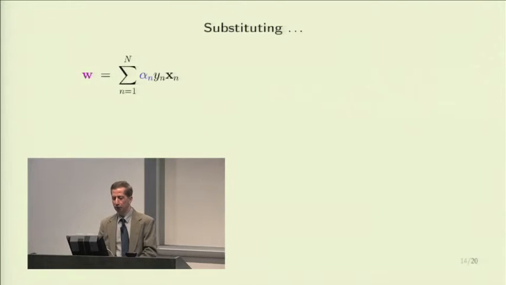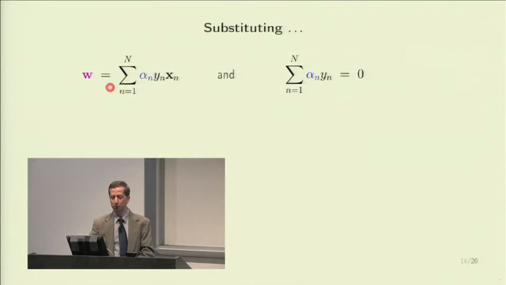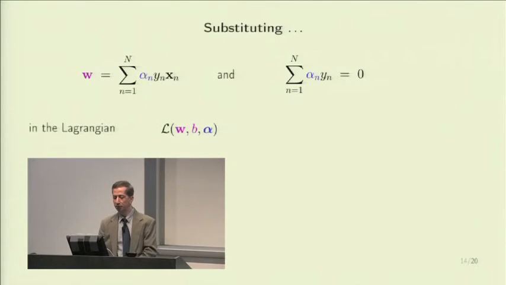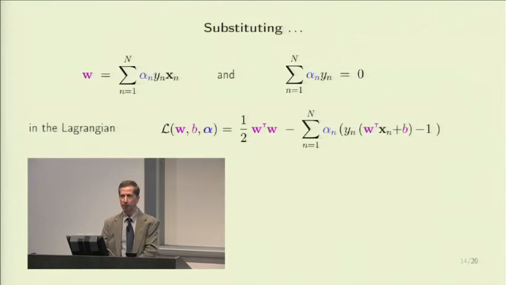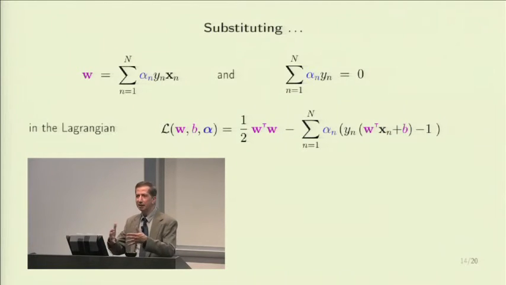Here are what I got from the last slide. This one I got from the gradient with respect to W equals 0, so W has to be this. And this one from the partial with respect to b equals 0. I get those, and now I'm going to substitute them in the Lagrangian, and the Lagrangian has that form. Let's do this carefully because things drop out nicely, and I get a very nice formula at the end, which is a function of alpha only.